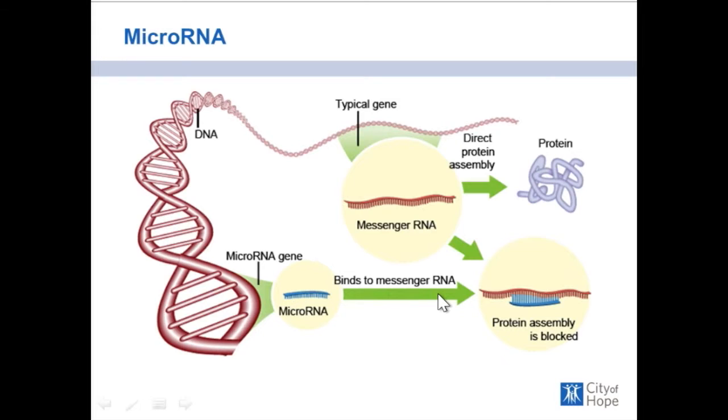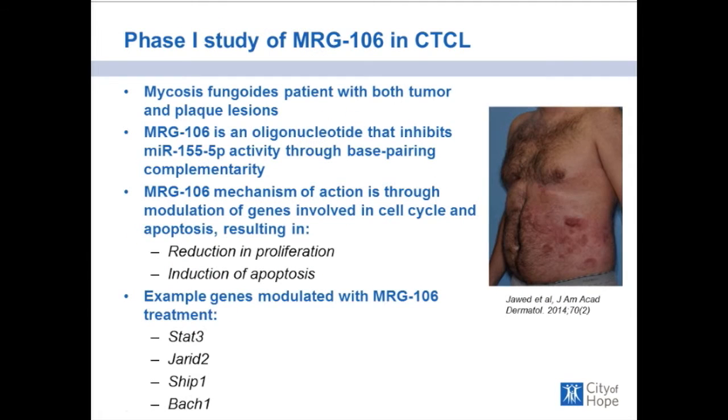They don't code for a message itself, but they'll bind to a piece of RNA, and as a result of this binding, they block the ability of the cell to produce the protein. And so they're actually regulating the expression of proteins in cells. And it turns out that most cancers have signature patterns of microRNA, and that you could use it therapeutically.